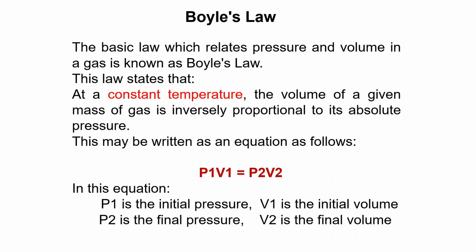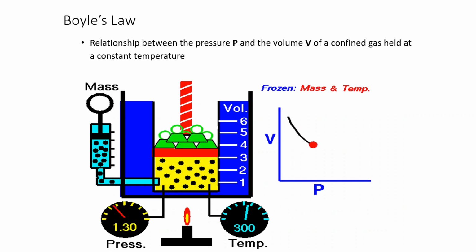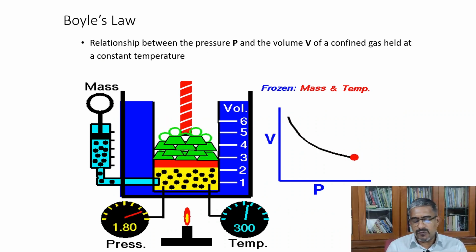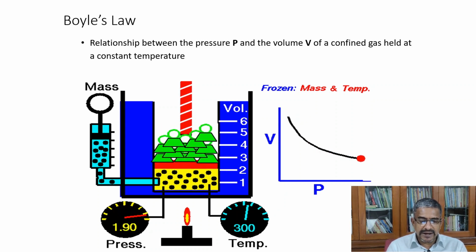Number one is Boyle's law. The basic law which relates pressure and volume in a gas is known as Boyle's law. The law states that at a constant temperature, remember that, constant temperature, the volume of a given mass of gas is inversely proportional to its absolute pressure. This may be written as the equation P1 V1 equals P2 V2. That is, suction pressure and suction volume P1 V1 equal discharge pressure and discharge volume P2 V2. With the help of a simple picture and diagram, we can explain this.